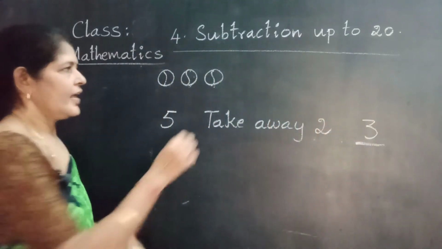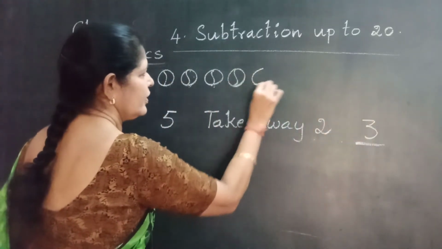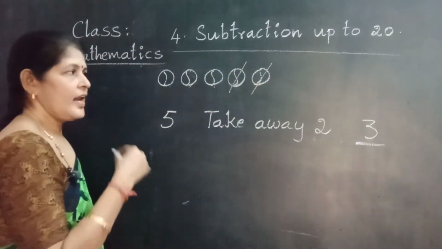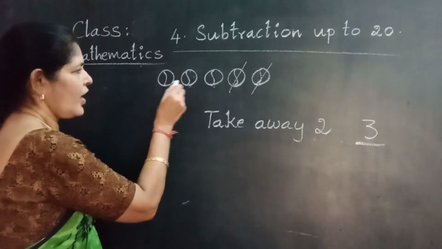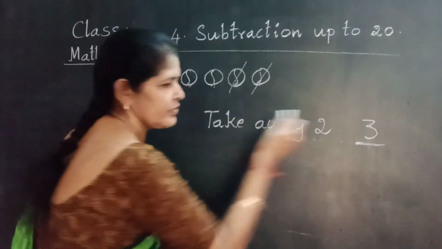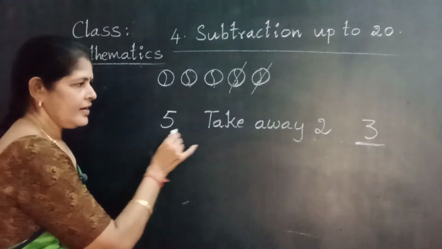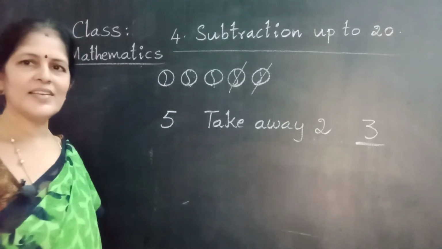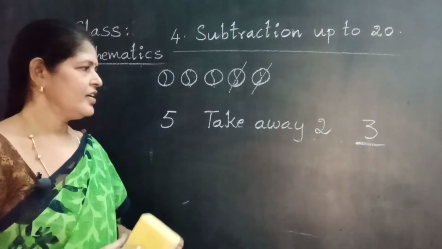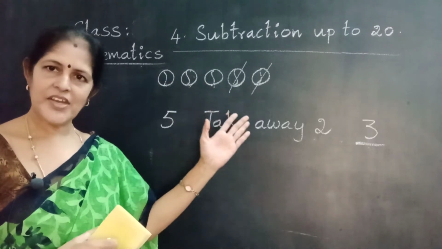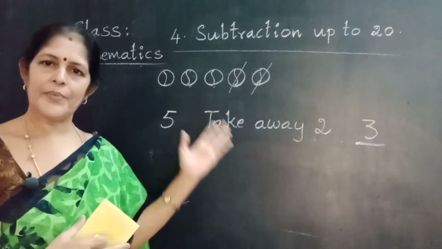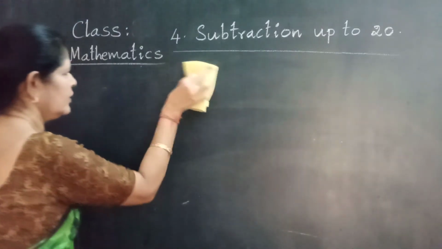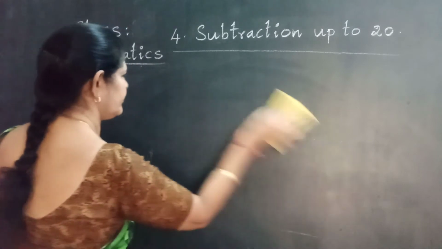Here there are 5 balls. I take away 2. 1, 2. Then how many balls are left? 1, 2, 3. 5 balls are there. Take away 2 balls. 3 balls are left. This is called subtraction. Another one. Ready?